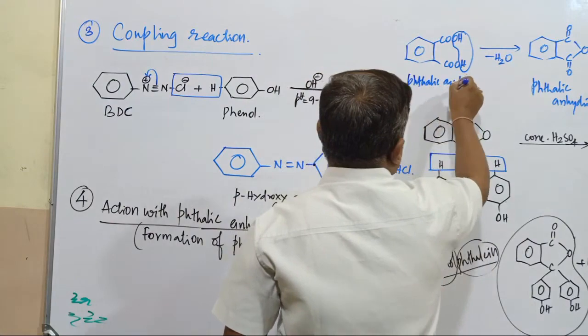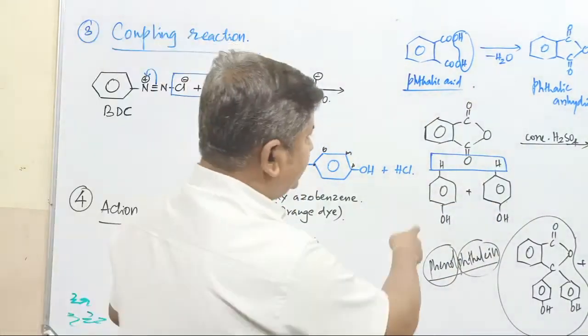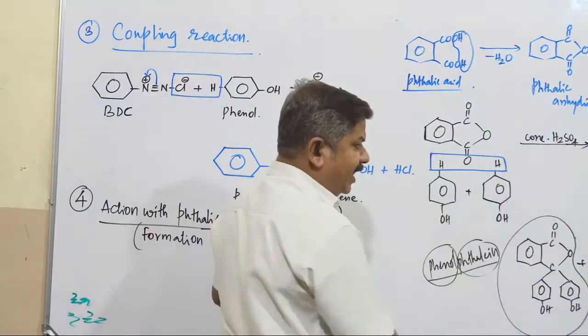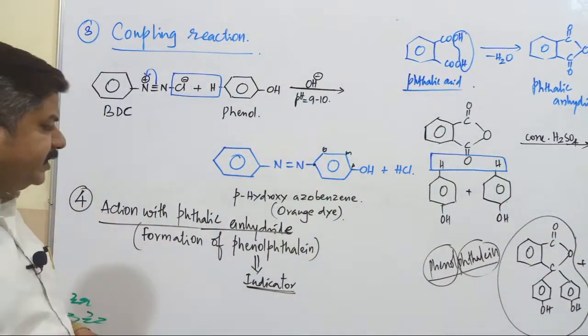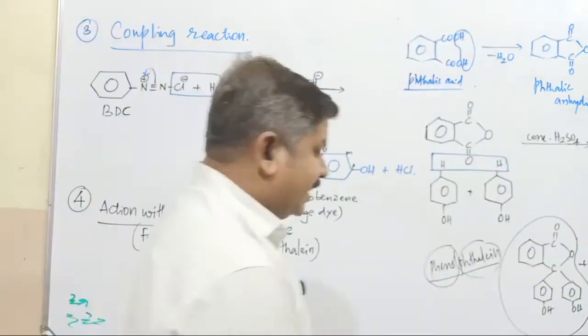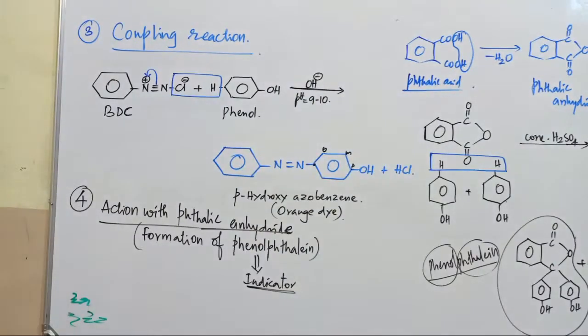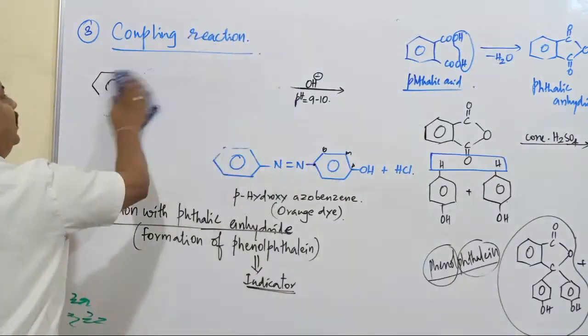Here, this reaction is not necessary. This reaction is going to be important, which is written with black ink. This is phthalic anhydride. This is phenol with concentrated sulfuric acid as a dehydrating agent which eliminates water. So this is the phenolphthalein compound. What is the use of this one? It is used as an acid-base indicator in titrations. Copy it first. Fourth one, action with phthalic anhydride. I'll remove only this reaction. Remaining, copy that.